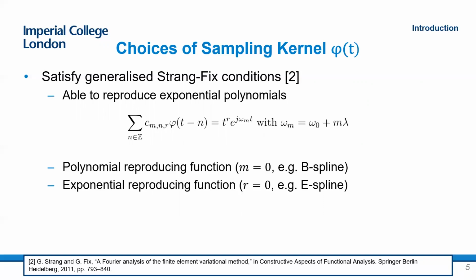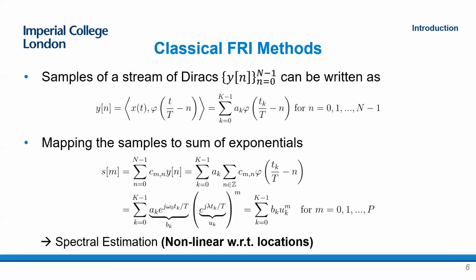Let's now take E-spline as an example and see how classical FRI reconstruction method works. We begin with the samples y_n. When the input signal is a stream of k Diracs, as the acquisition device can be viewed as a simple convolution, we can rewrite the samples into an amplitude-weighted sum of the sampling kernel phi. Using the coefficients of an exponential reproducing function, we can then map the samples into a sum of exponentials, which forms a spectral estimation problem.